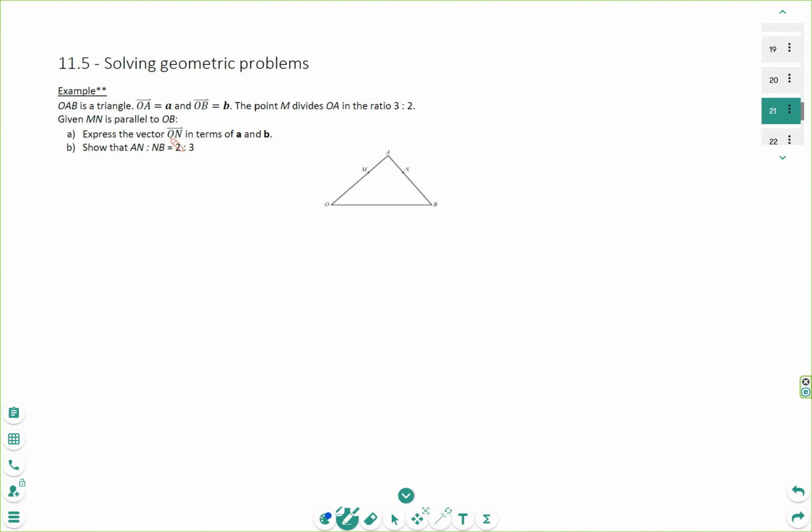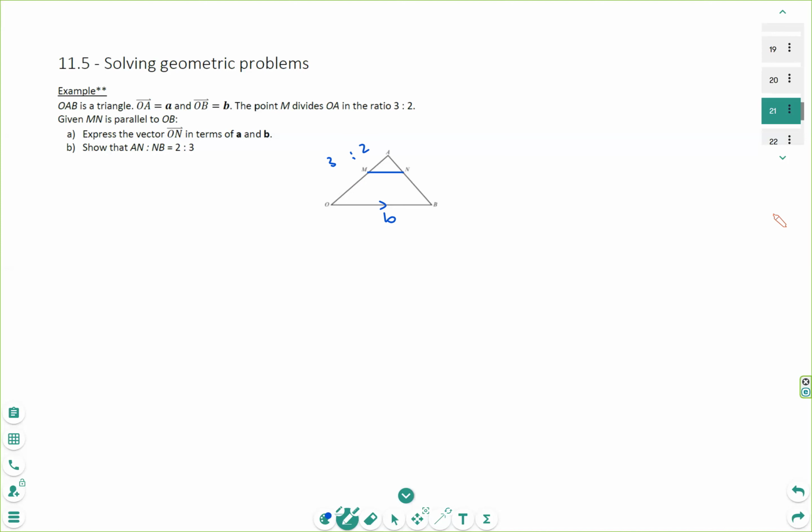So example: OAB is a triangle. OA is A, OB is B. M divides OA in the ratio 3 to 2, which means a fraction out of 5. Given MN, which is not on the diagram, so you might want to draw a line, MN is parallel to OB. Express the vector ON in terms of A and B.